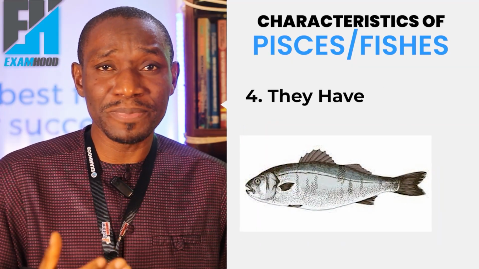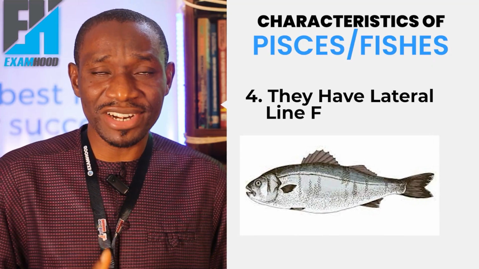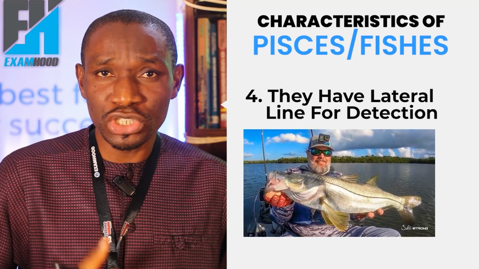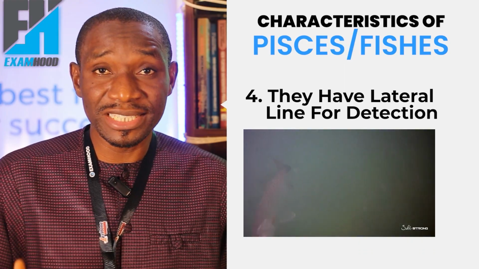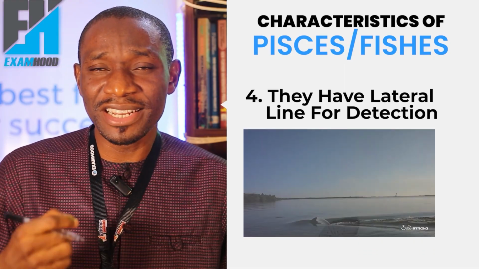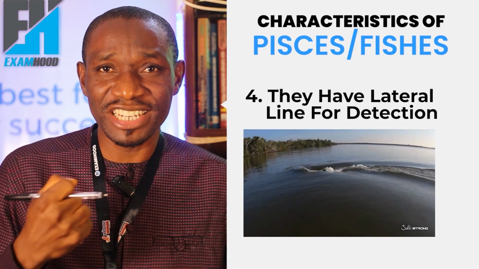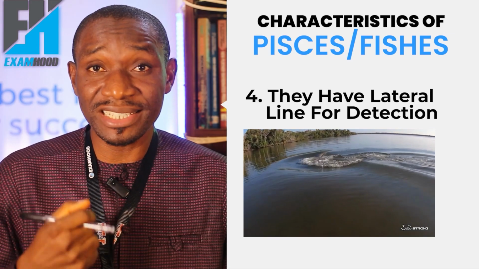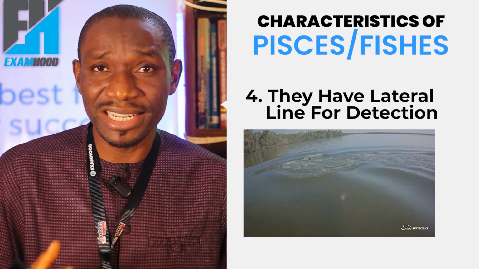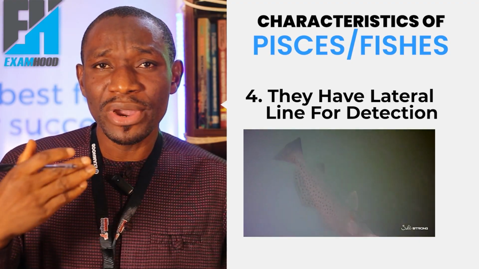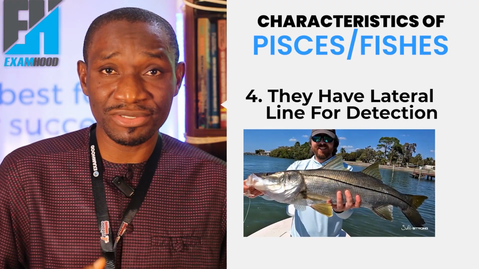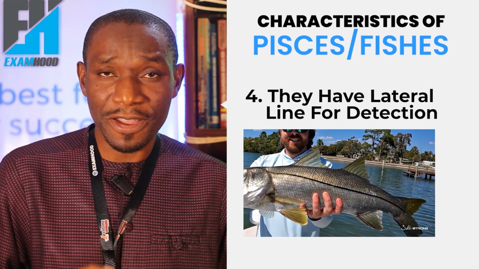Another characteristic of the Pisces is that they have what we call the lateral line. There's a line through the body of the fish. What is the function of this line? The line helps them to detect vibration in water. If anything enters water or if the water is shaking, it is through that lateral line that the fish will know, and they will tend to escape if it is a danger or there are enemies that are coming. So they use the lateral line to detect vibration.